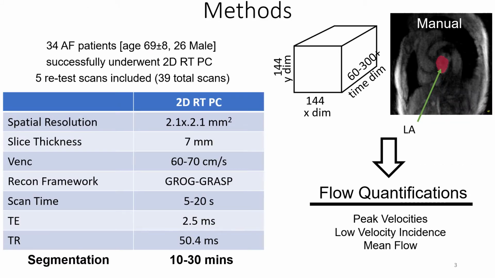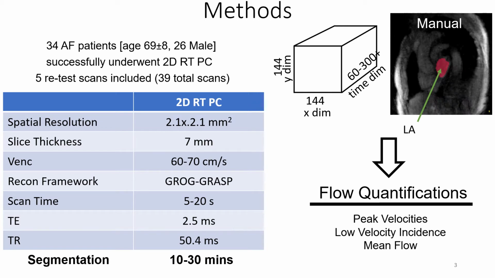For this project, we had 34 AF patients yielding 39 total scans, with scan parameters shown below, noting that segmentation would take around 10 to 30 minutes to perform for each patient. The data can be thought of as 2D spatial dimensions of 144 pixels and a 1D temporal dimension of 60 to 300 plus timeframes, depending on how many heartbeats were required, creating a 3D data set.